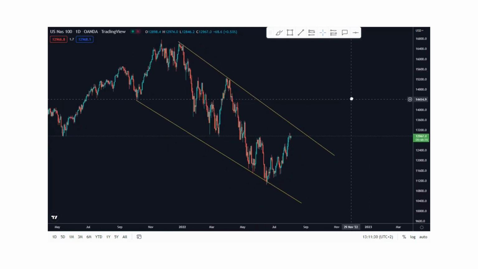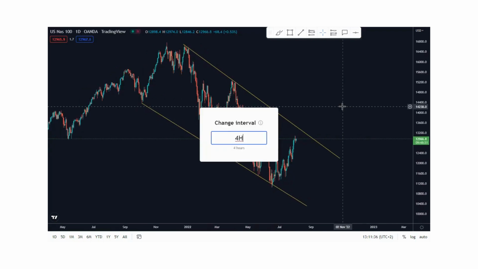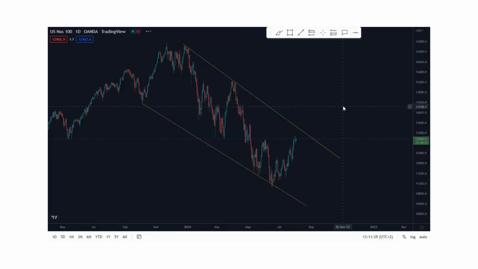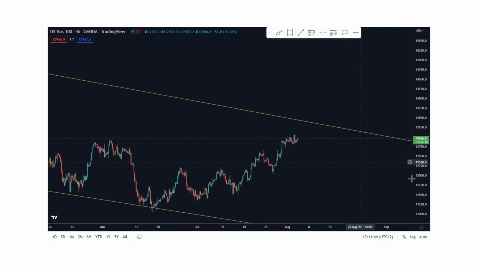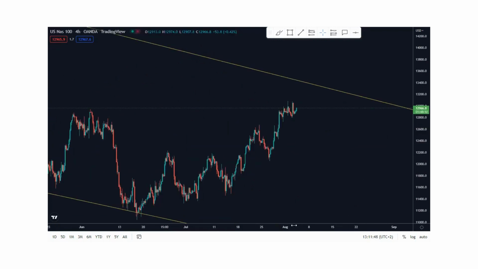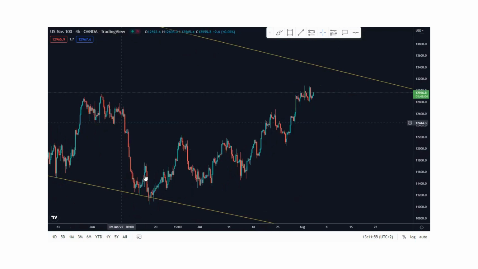Let me just go down to the smaller time frame so I can show you. Let's start with the 4 hour. This is the 4 hour time frame. This was a bigger impulse, then this was a correction. It did an impulse, but it didn't have the momentum to go to the downside. So that's when it changed the trend. Now we know that we're going upwards.